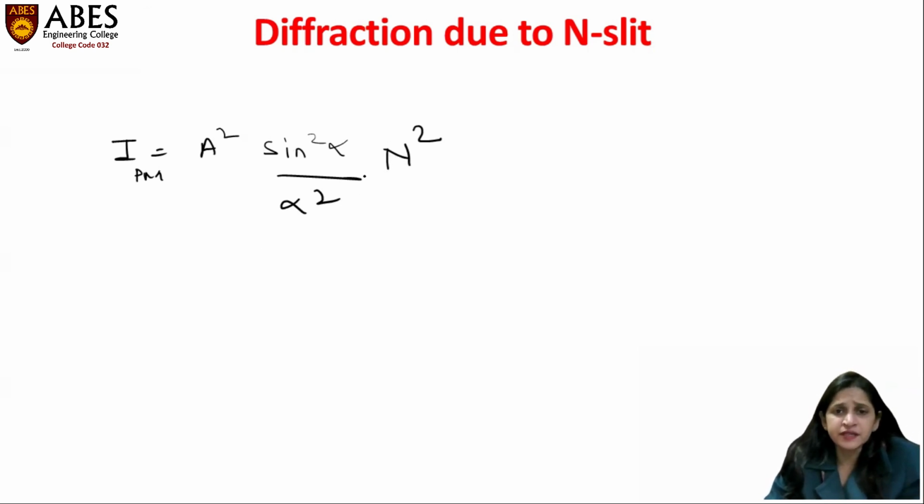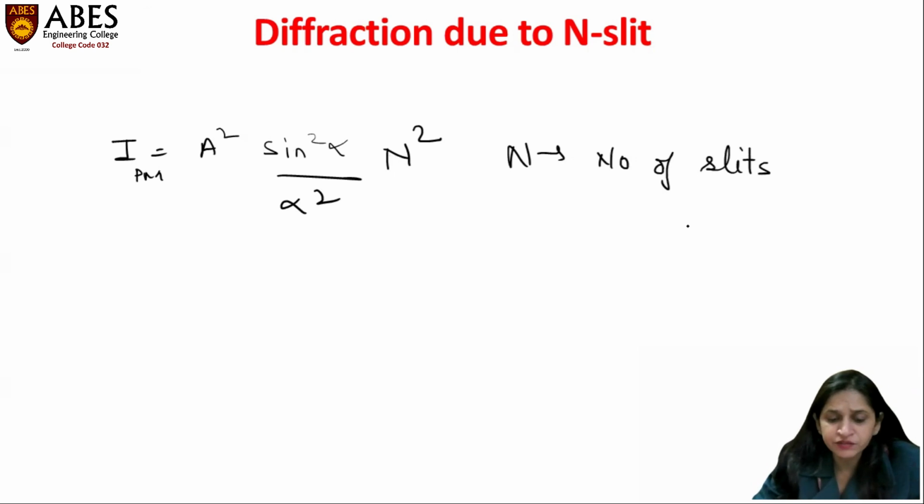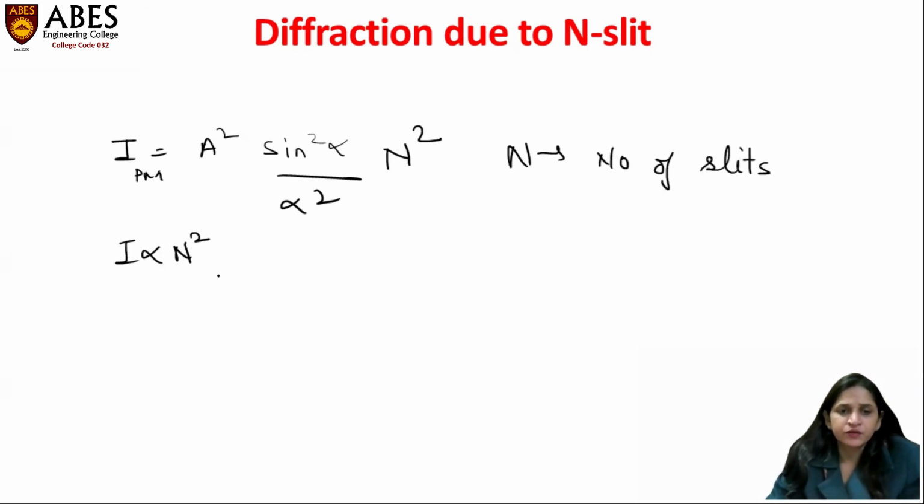Now what is N over here? N is the number of slits that are present in the grating. So if the number of slits increases, the intensity of the principal maxima increases. So I is proportional to N squared. Okay, so this should be very clear.